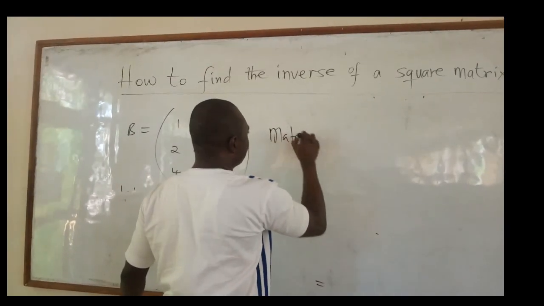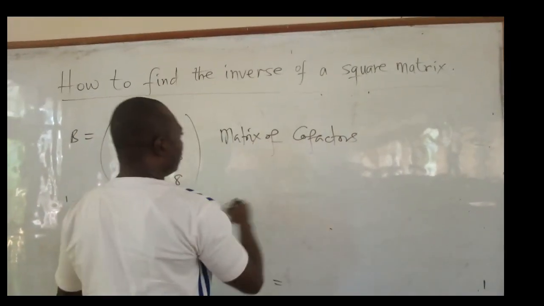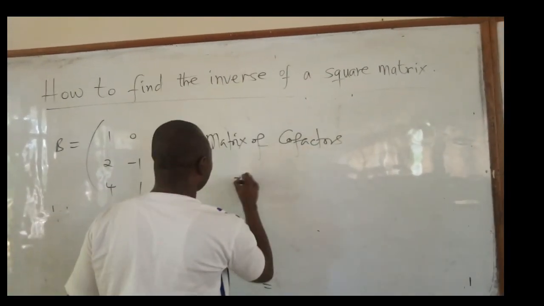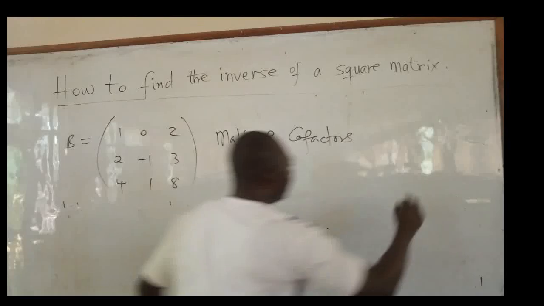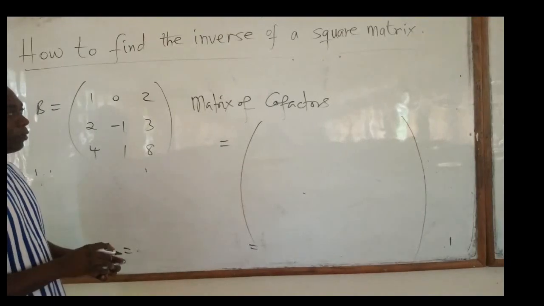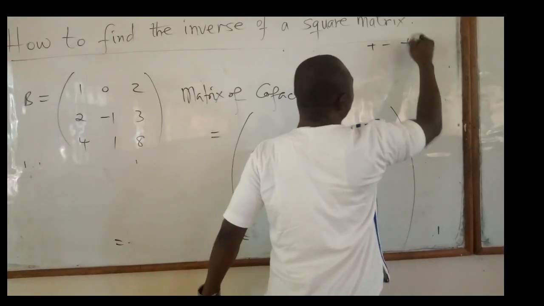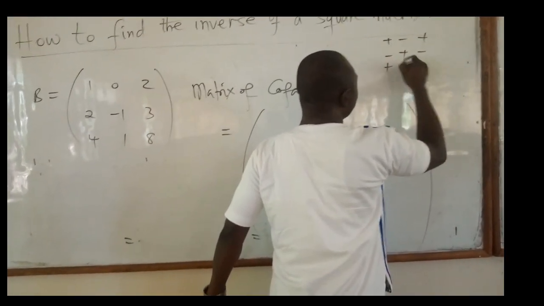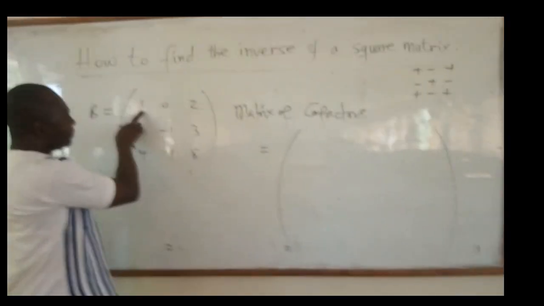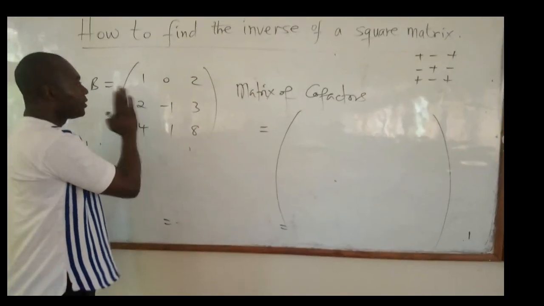matrix of cofactors. So let me call that matrix, the matrix of cofactors. This is equal to, it's a very big matrix. Now, this is what you are going to do. You know the alternating signs to be plus, minus, plus, minus, plus, minus, plus, with this. Now, for the first element, we are not going to look at the element there. We are only interested in the position.